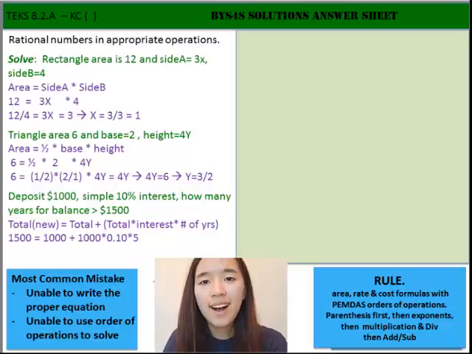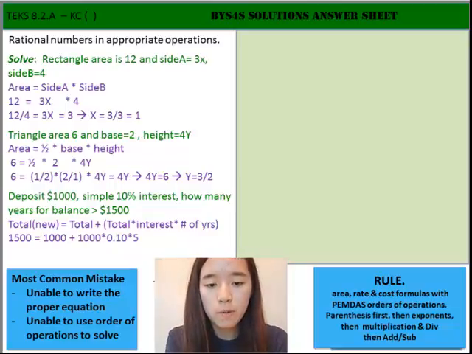8.2.A. Hi, my name is Lauren Melcher, and today we have an instructional video on putting rational numbers in appropriate operations. So here's our first example. We're supposed to solve this problem. We're told that the rectangular area is 12 square units.